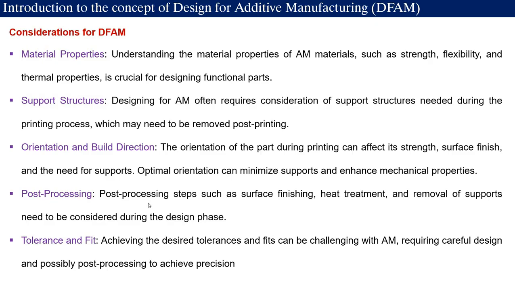Post processing: steps such as surface finishing, heat treatment, and removal of supports need to be considered during the design phase. Whether our 3D printed parts will need post processing or not, we have to think before printing any 3D printed part. Tolerance and finish: achieving the desired tolerances and finish can be challenging with AM, requiring careful design and possibly post processing to achieve precision. Tolerance and finish are related to metrology, so we have to consider them during the design stage. Okay, these are the considerations for DFAM.